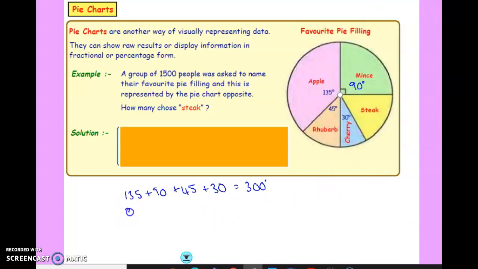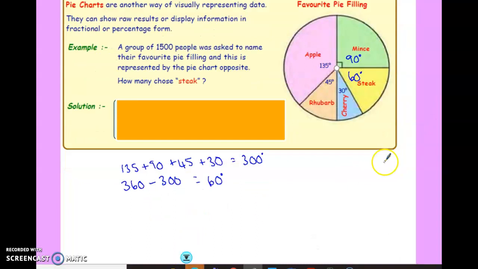In a complete circle, there are 360 degrees. So take away the 300 from that. And we're left with 60 degrees. So our steak here must have an angle of 60 degrees. Now, we weren't asked for the angle, we were asked for how many people chose steak.